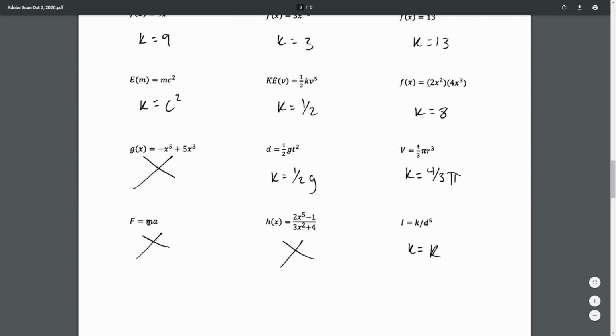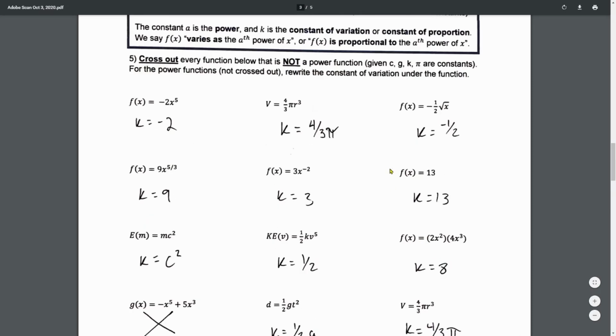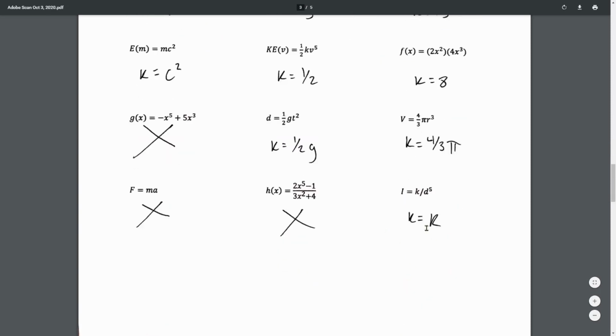Next we have F equals ma. Now if you notice, we don't have parentheses on this function, so we don't know which of these variables is the actual function that is raised to a power. So we can't say that either one of these are constants, so we'll just cross this out. For h of x, we have two terms, we have additional things, and the powers are different, so we'll cross this out as well. And finally, we have 1 over k over d to the 5th. We know that k is a constant from the instructions, so we'll write the constant is k.